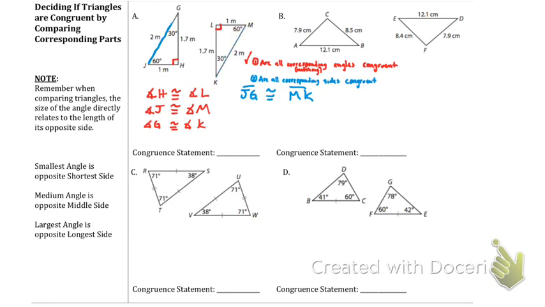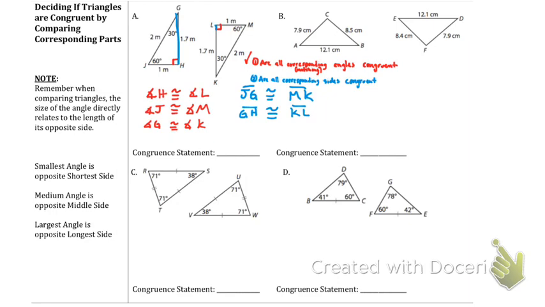So we did JG. Now let's go on to another side. We'll do GH. GH is across from 60. So let's highlight this. GH is across from 60, so we're going to go to the side across from 60, which is KL. So GH matches with KL. Now let's check if they're congruent. 1.7, 1.7, they are congruent. So we took care of that side.